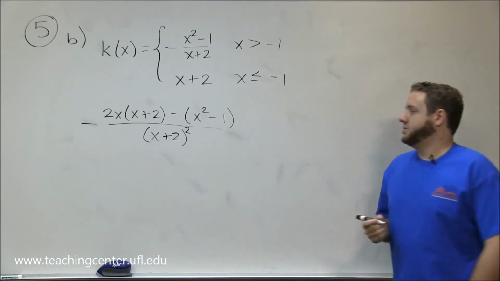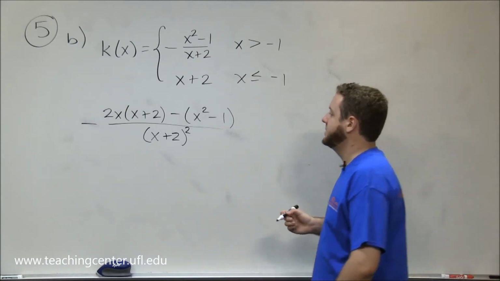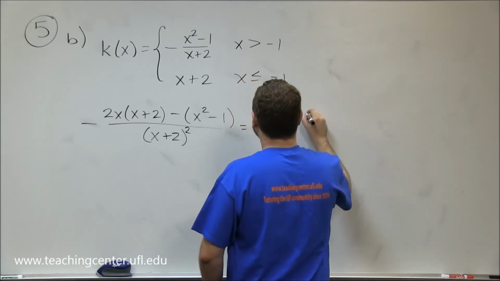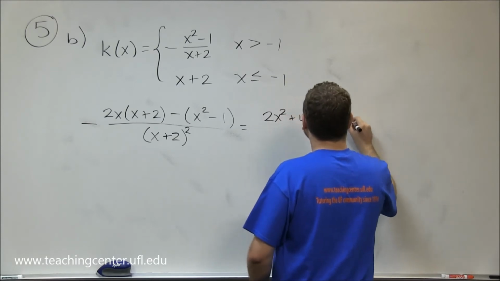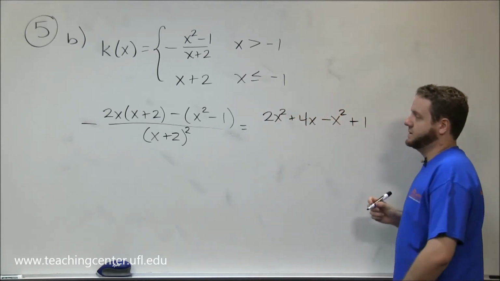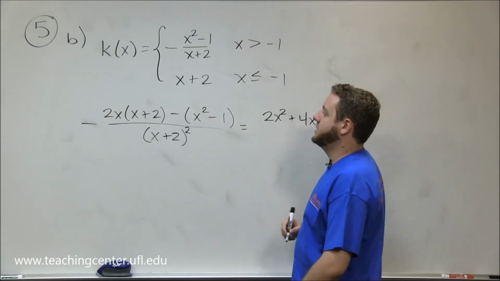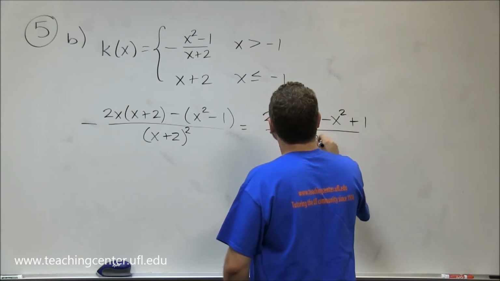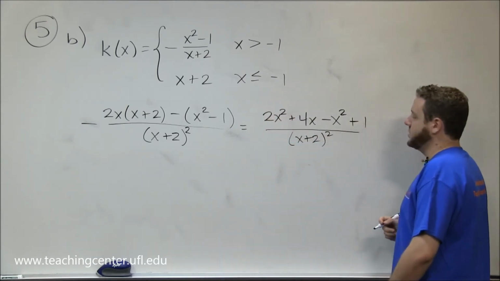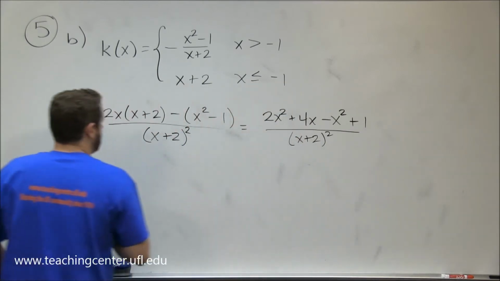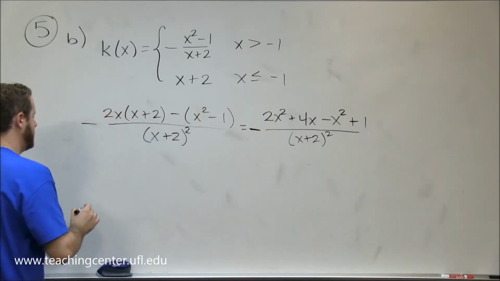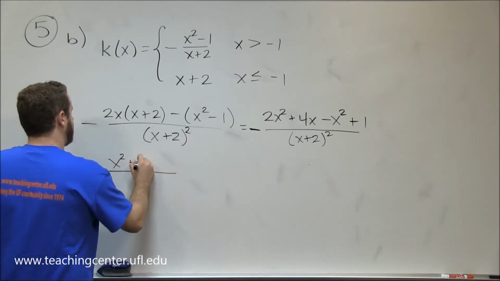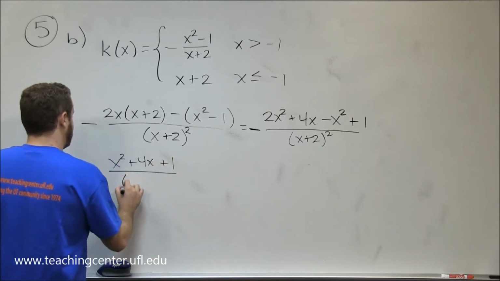Now we just need to distribute and combine like terms in the numerator. This would give us 2x squared plus 4x minus x squared plus 1 if we distribute the 2x to the first term and distribute the negative through over here. Again, all over x plus 2 squared. So now we can combine our like terms. Sorry, there should be a negative sign out here too.